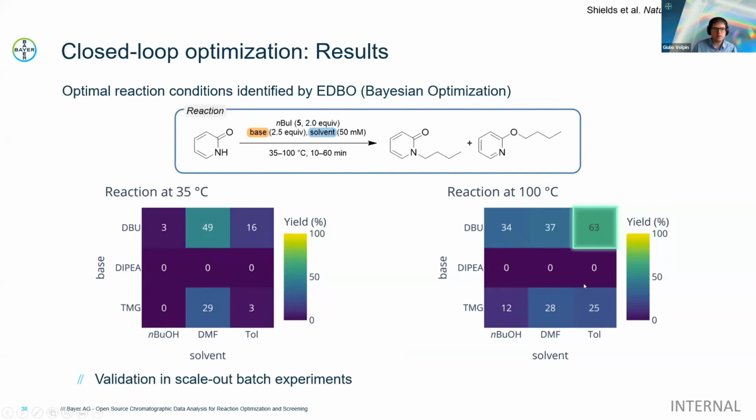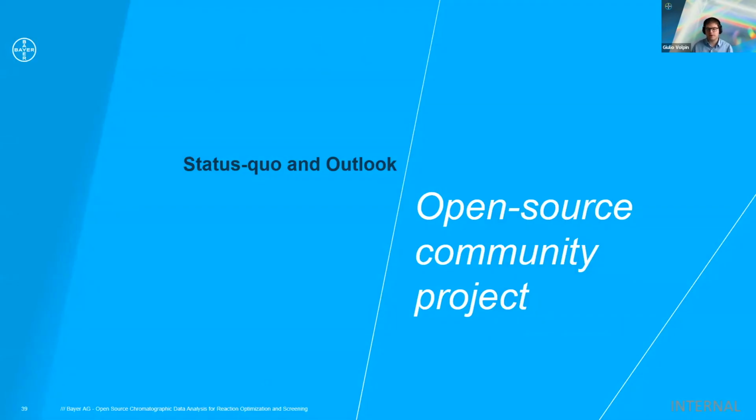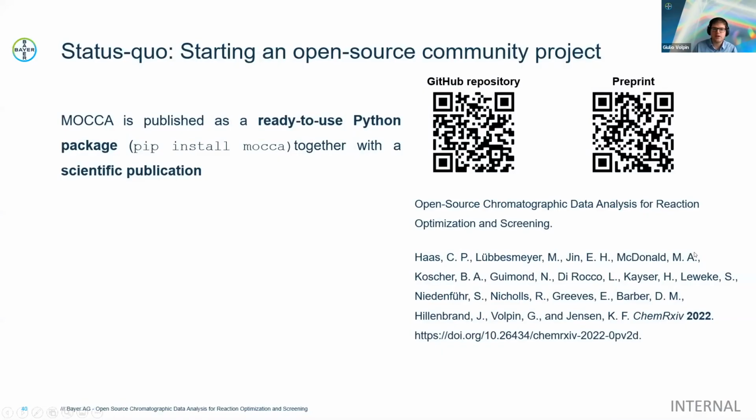And to conclude, I would like to just mention our path forward for this project. We have decided to publish MOCCA open source with an MIT license, so you can install it and play around with it by just hitting pip install MOCCA in your console. We are in the process of publishing this.